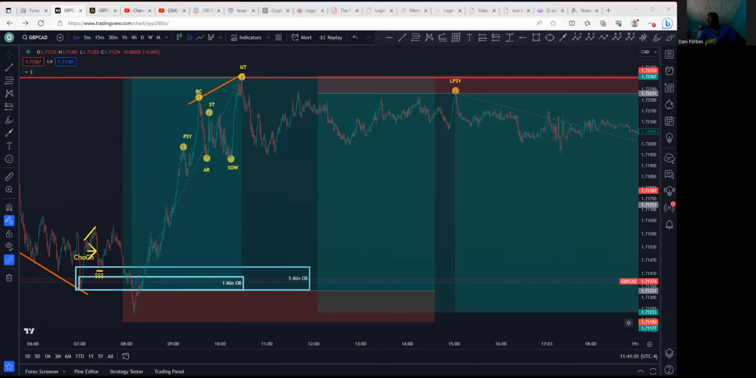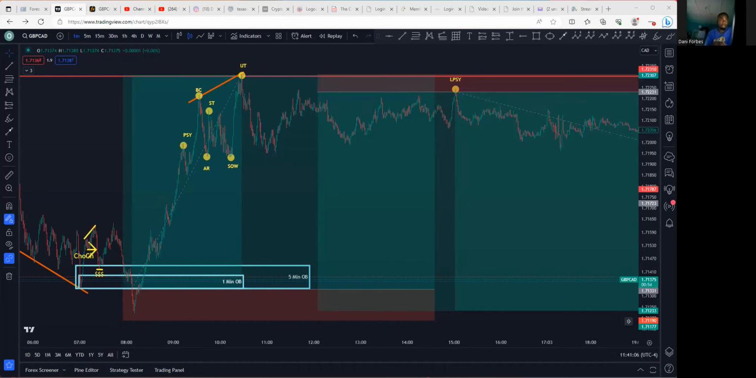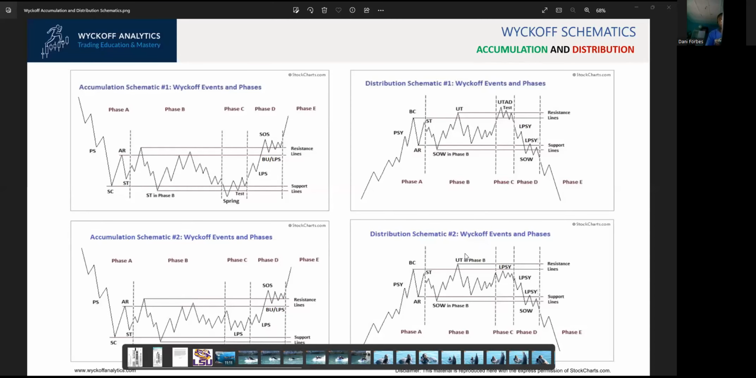Let's bring up the guide, and I'm going to show you the reason why I was able to take this sale. Right here, you can see on your screen right now, distribution schematic number 2, bottom right hand corner, is the reason why I took that trade.